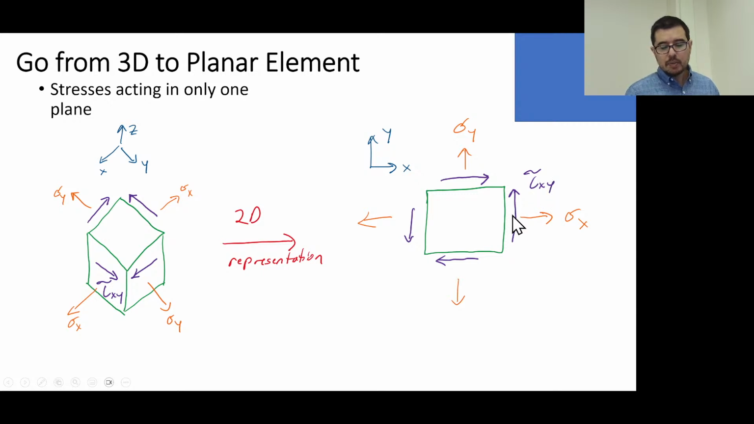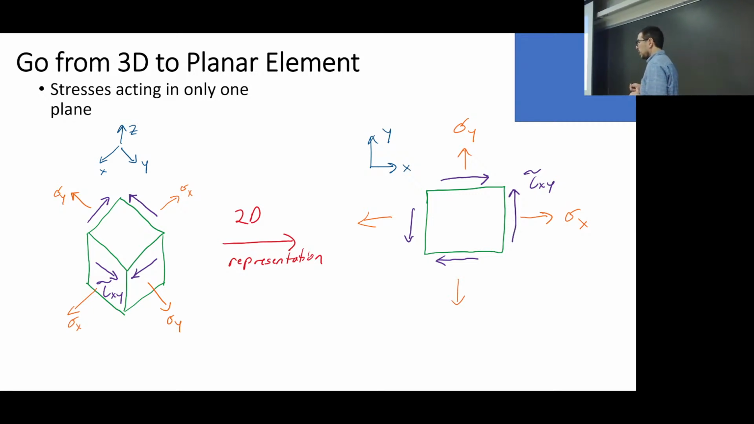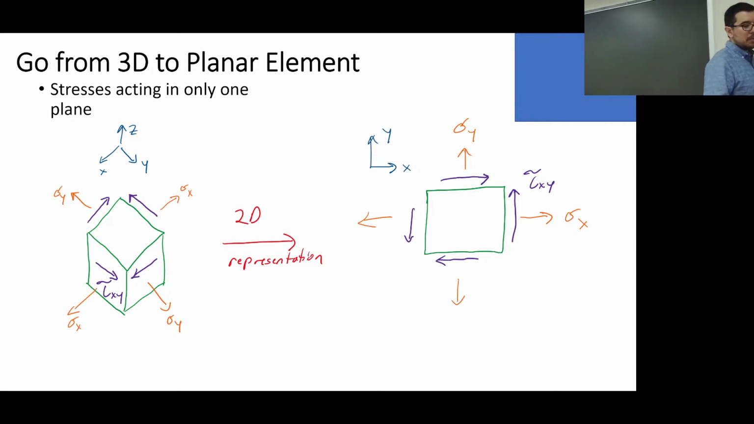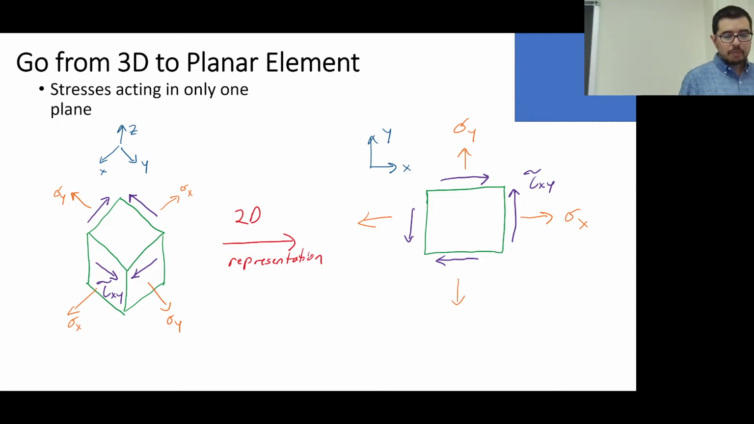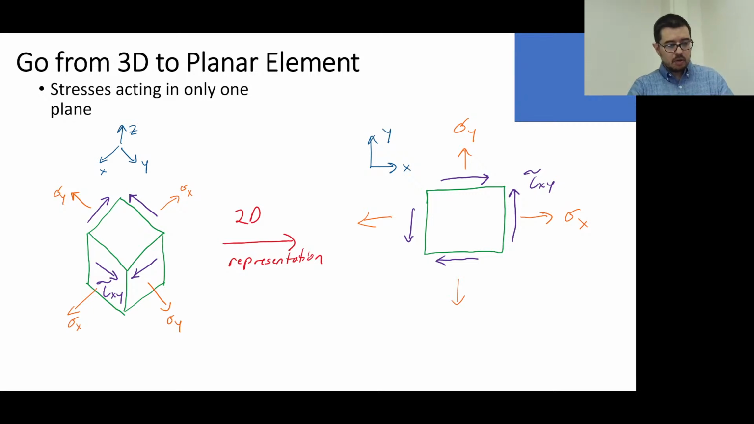So I look at the box and I say, okay, start on the right side, because that's going to give me my positive horizontal face. And sigma x and sigma y are pretty self-explanatory. All right, but this is how we draw a 2D state of stress on a planar element.